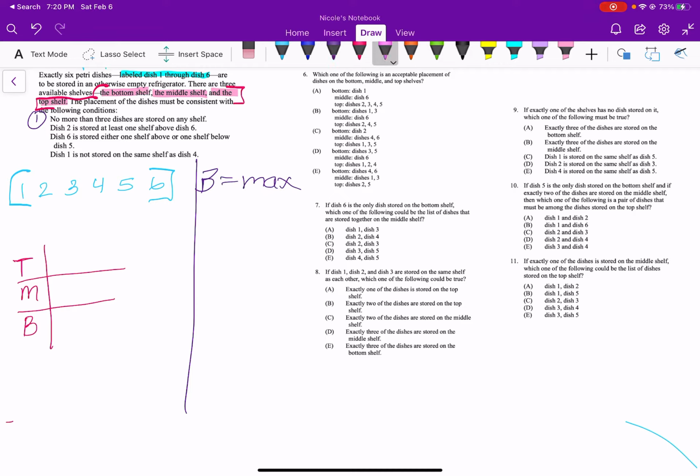All right, rule number 2. Dish 2 is stored at least 1 shelf above dish 6. So 2 has to be at least one shelf above 6. So I draw that with a little dash. I don't draw it directly because it could be that 2 is in the top shelf and 6 is in the middle shelf. So I want to make sure I leave this option open, which is why I just put a dash, just to say, hey, 2's above 6 somehow.